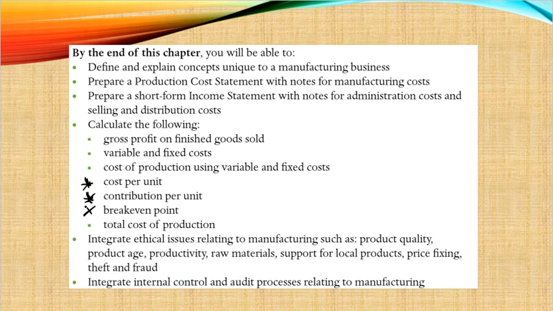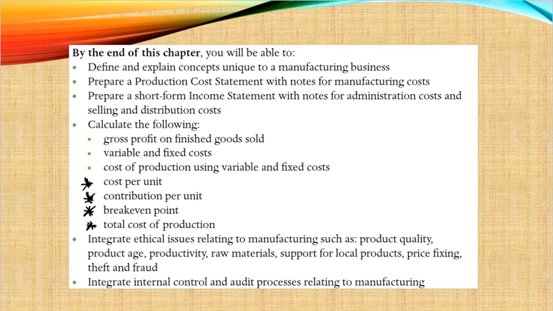Then also break-even point. You need to be able to do a break-even analysis. So make sure by the end of this unit you know how to do these three things. It should always be like second nature to you. And then lastly, the total cost of production, because we need that to calculate all these other things. And then also, as always, ethics and internal control as it relates to manufacturing.